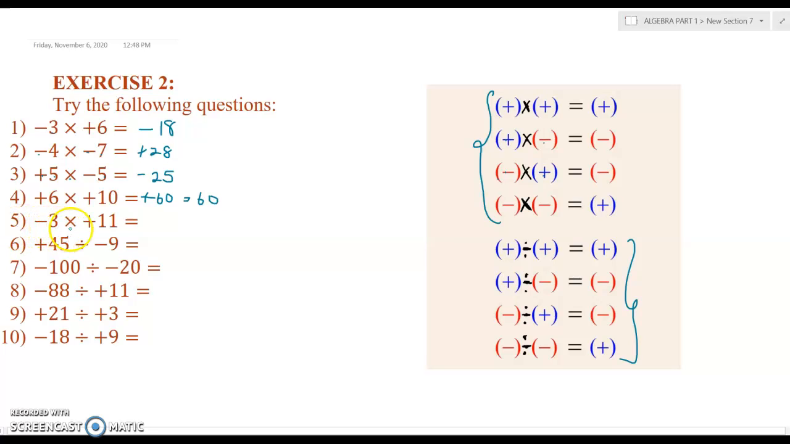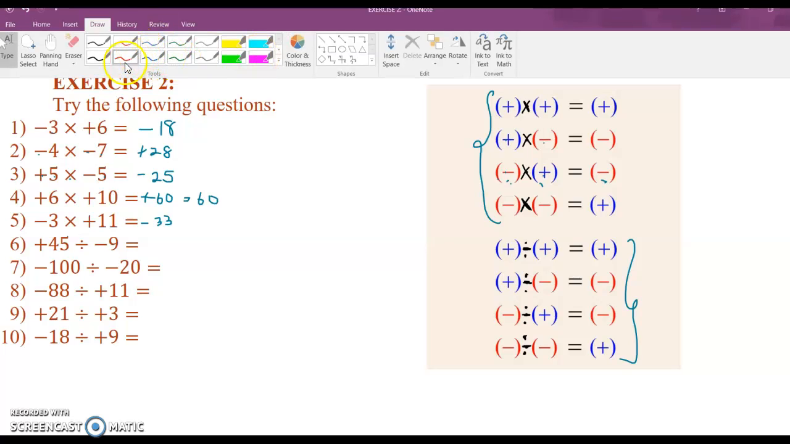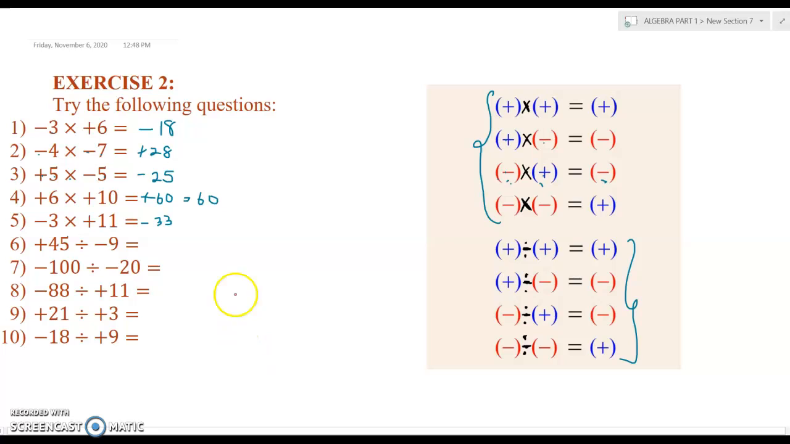Number 5. Negative 3 times positive 11. Negative times a positive gives a negative. So negative 3 by 11, 33. All right, let's change the color of the pen for the last ones. Positive divided by a negative is a negative. 45 divided by 9 is 5. Negative divided by a negative gives a positive, and 100 divided by 20 is 5, positive 5, which could just be 5.